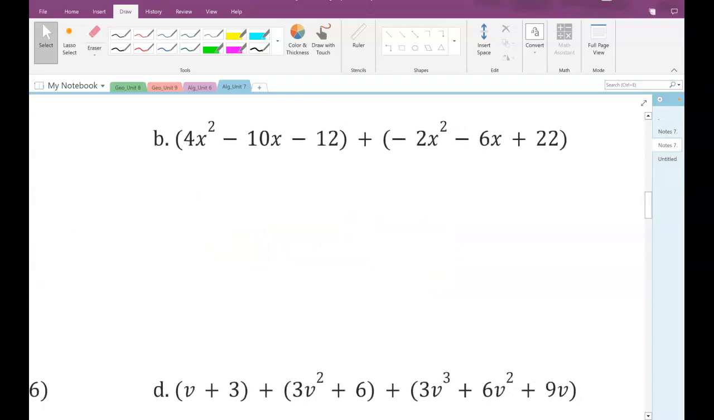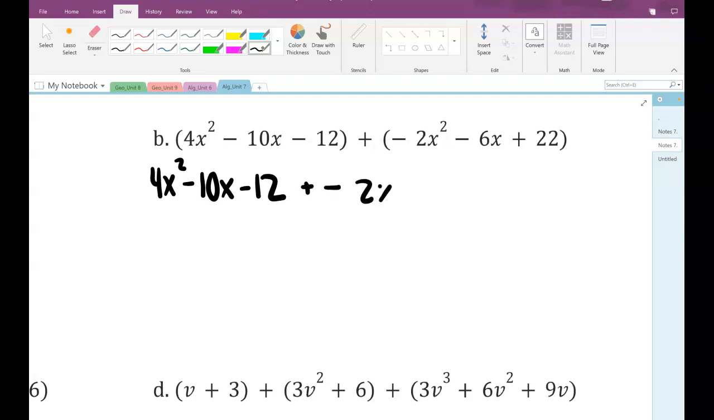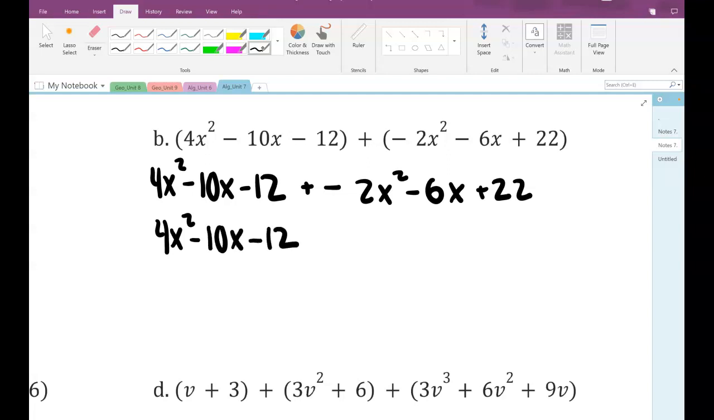All right. B, we're adding two polynomials again, so I'm just going to drop off our parentheses. So we have 4x squared minus 10x minus 12 plus minus 2x squared minus 6x plus 22. So again, same thing. Plus minus can turn into a subtraction sign. So we can have 4x squared minus 10x minus 12 minus 2x squared minus 6x plus 22.